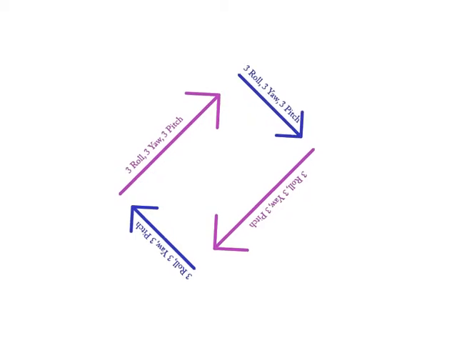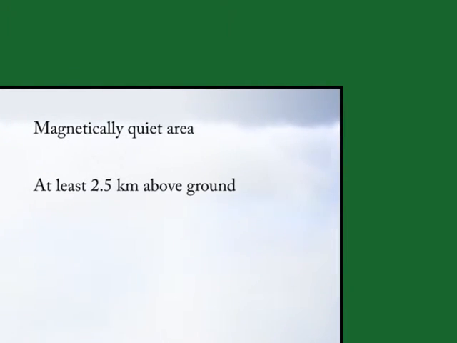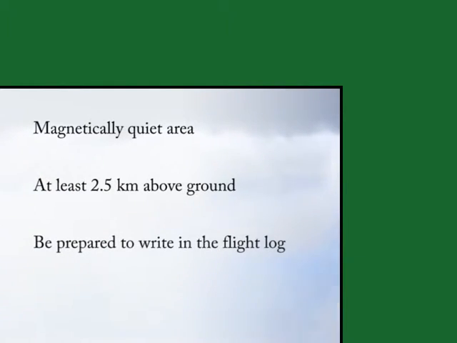For each heading, you will need to do 3 maneuvers of each type. This is 9 maneuvers in total per direction. The maneuvers must be done in a magnetically quiet area at high altitude, 2.5 kilometers or 8,000 feet above ground. Be ready to write in the flight log.